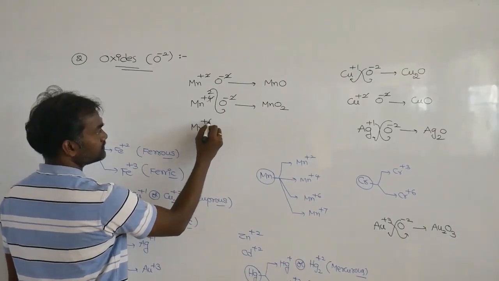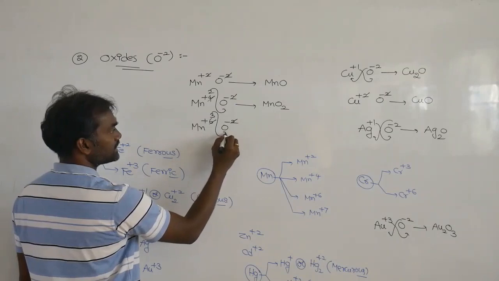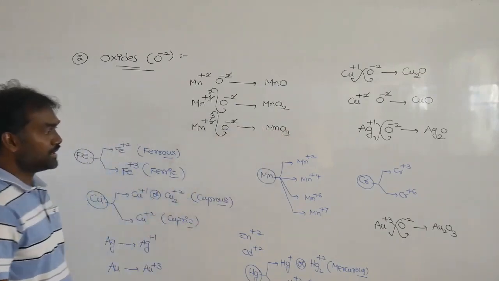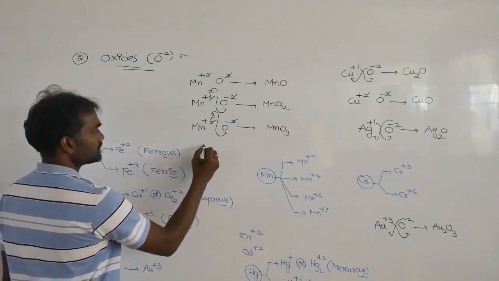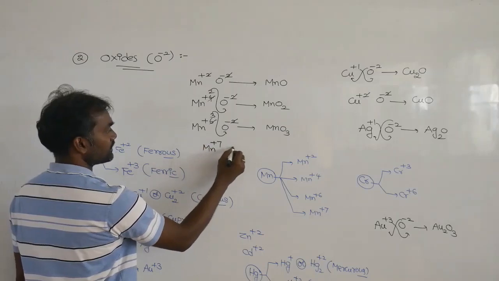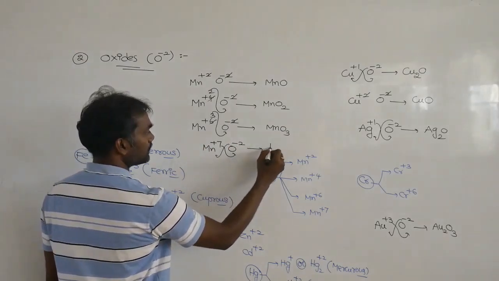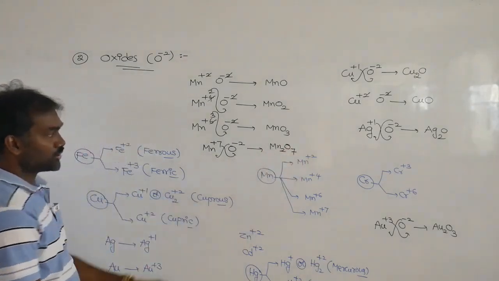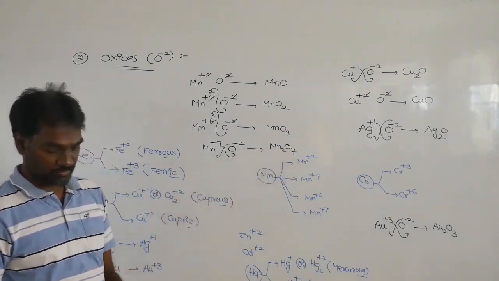Mn plus 6, oxygen minus 2. 2 3s are 6. 3 is coming here. Your answer is MnO3. Next, manganese highest is showing plus 7. So that's why manganese plus 7, oxygen minus 2. So your formula is Mn2O7. So dimanganese heptoxide.